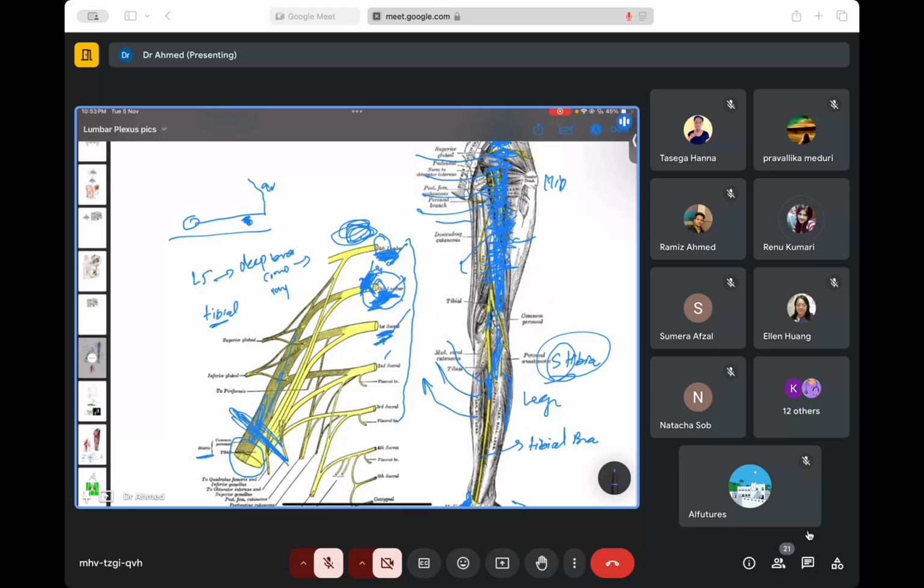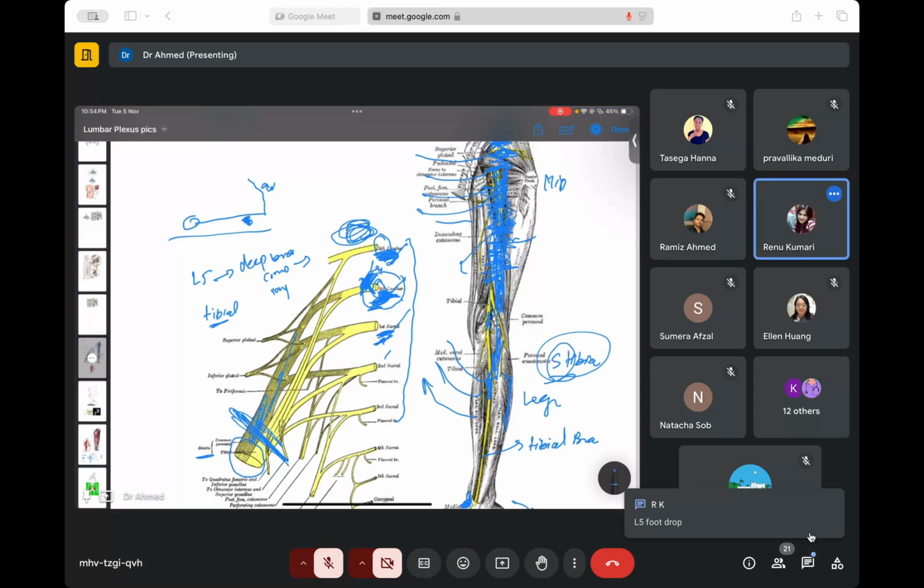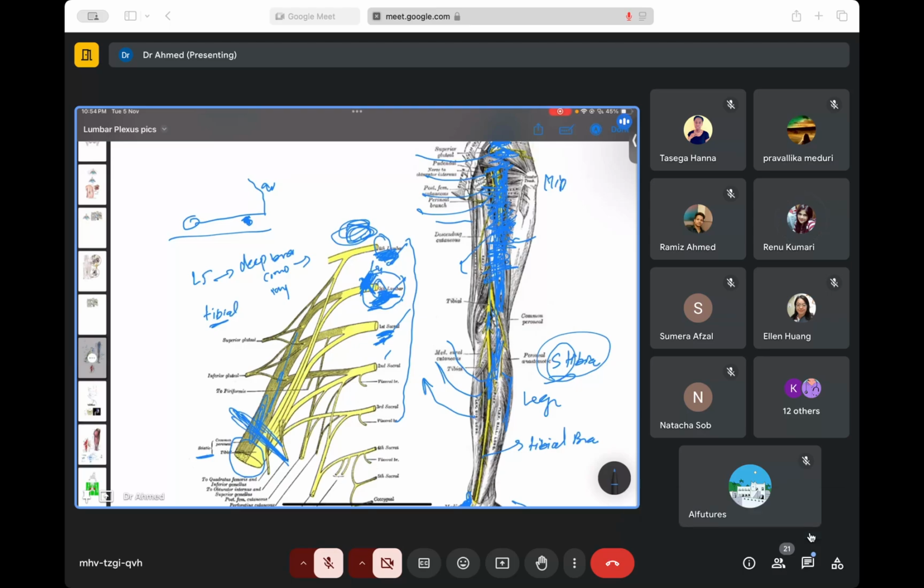So we are going to see loss of the anterior compartment, that is the deep branch of common peroneal nerve, which undergoes dorsiflexion. So there will be foot drop. If we have involvement of the first sacral, the tibial portion of your sciatic nerve is going to be gone. Yes, so there will be weak plantar flexion.